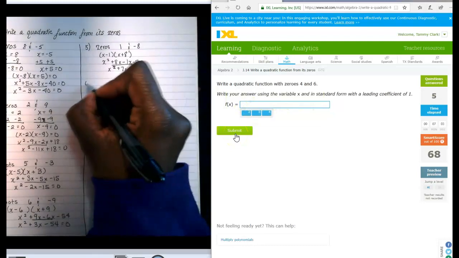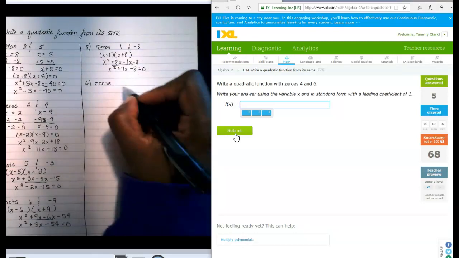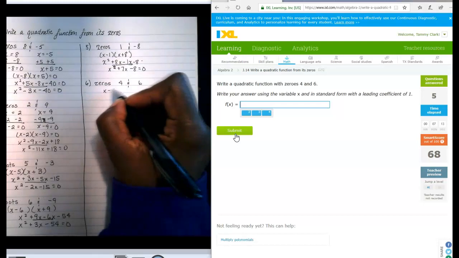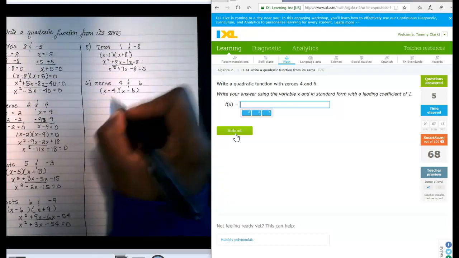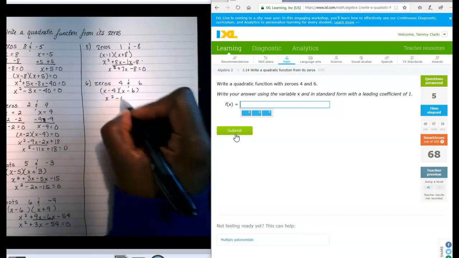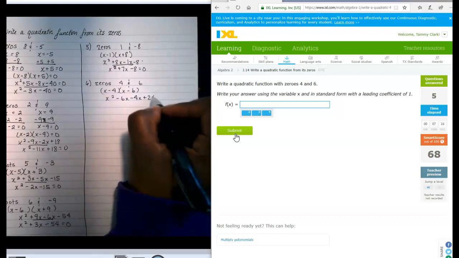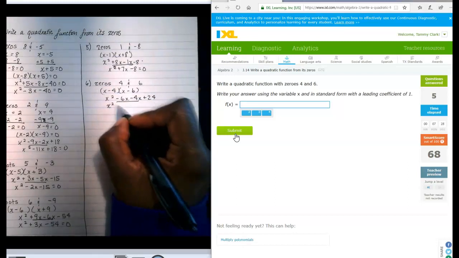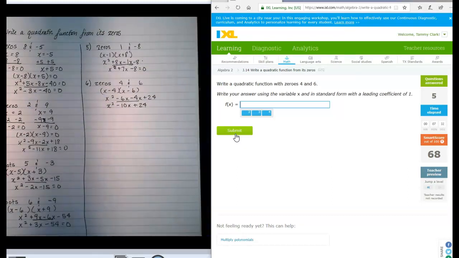Alright, number 6. So we've got zeros again, 4 and 6. So it's x minus 4 multiplied by x minus 6. We've got x squared minus 6x minus 4x plus 24. Combine like terms, that gives us x squared minus 10x plus 24.